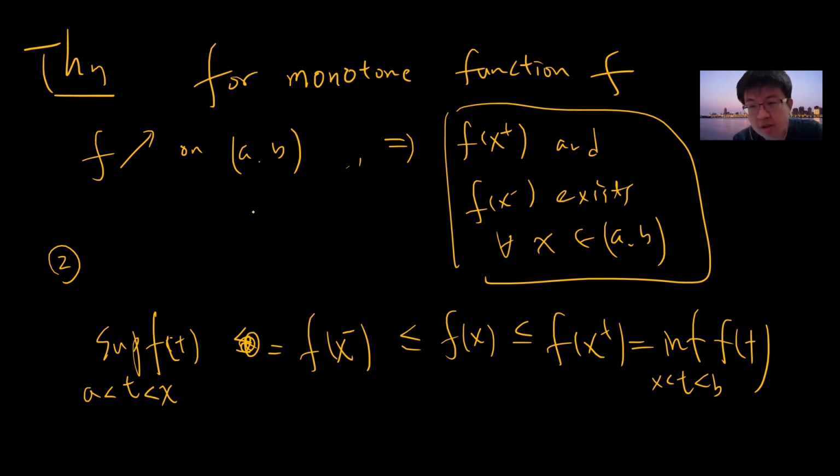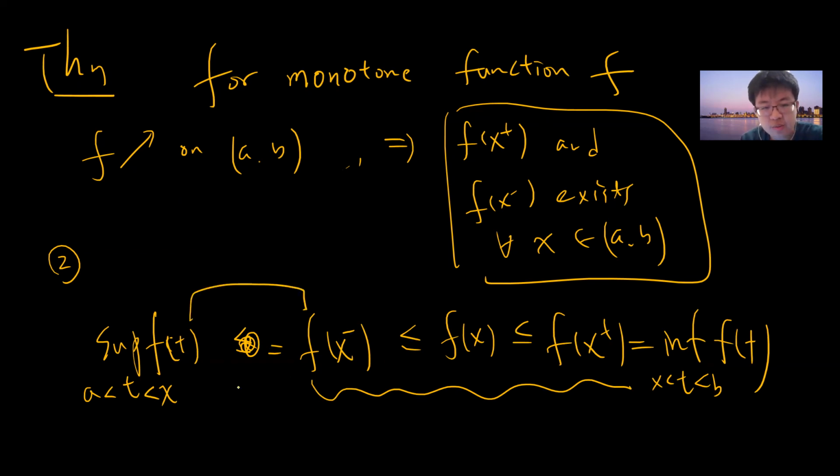Okay, so this is actually not difficult. By definition, once you prove these two are the same, then you prove that f(x minus) exists. Once you prove this supremum exists. First you need to show that the supremum and the infimum are equal, and then you prove the supremum exists. Then this will be the same as this, and the infimum will be greater or equal to the infimum by the monotone increasing.